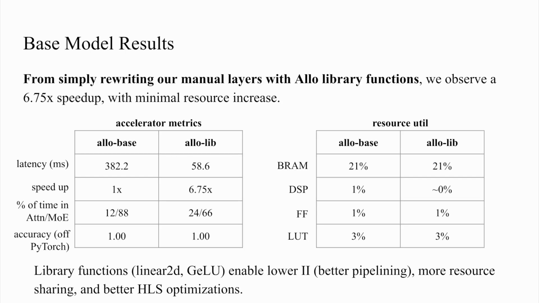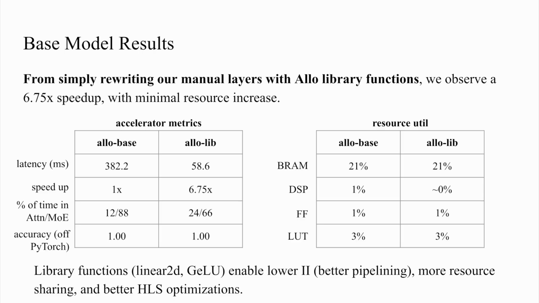When comparing Allo-base and Allo-lib, from simply rewriting our manual layers with the Allo library functions, we observe close to 7 times speedup. The latency falls from around 380 milliseconds to 60 milliseconds, and the amount of time that the model spends in the MoE layer decreases relative to the amount of time spent in the attention layer. This shows that our MoE received more speedup from these inbuilt functions.